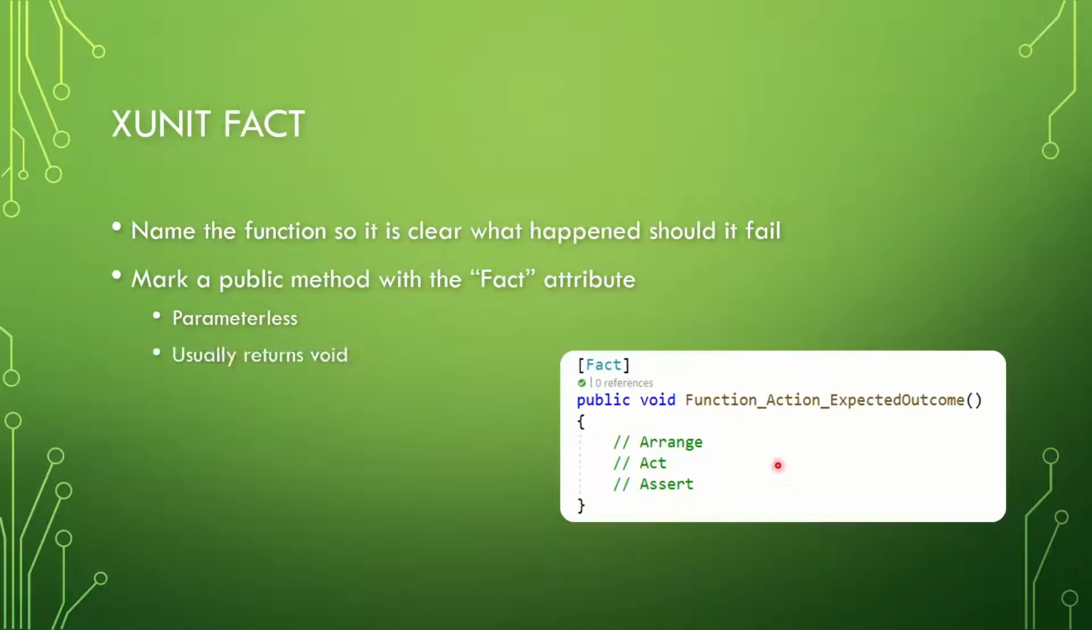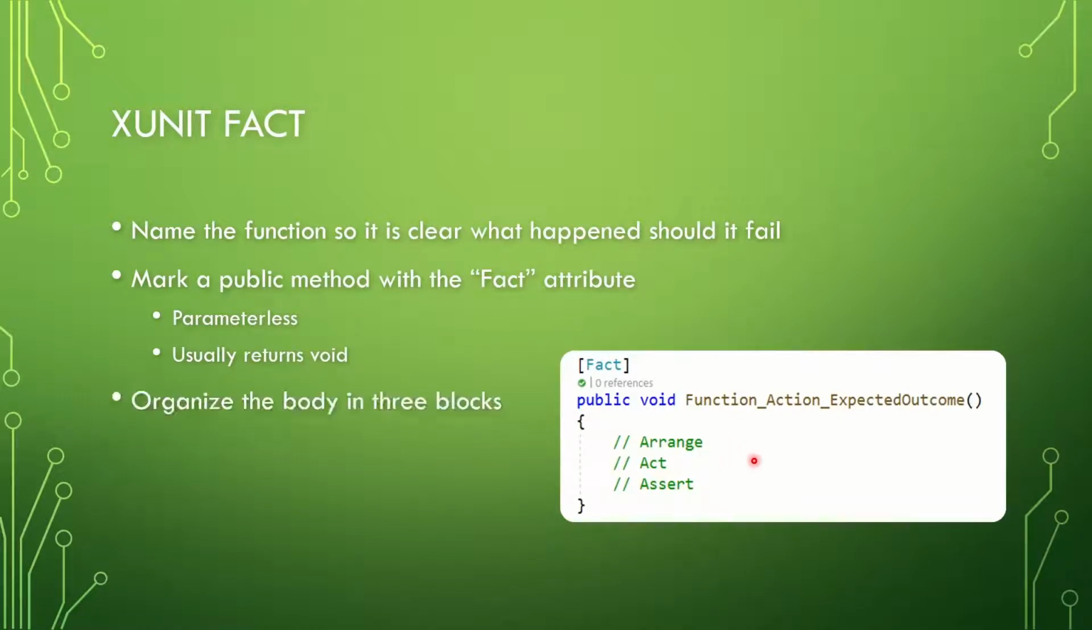As well, we can see that it usually is going to return void. Now, don't worry if you do something where you say need to await something. You can always change this to be an async task and it will still behave correctly. And as well, we also generally make the functions public.